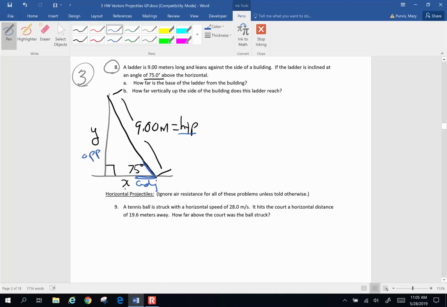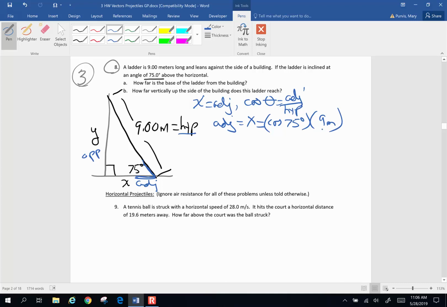In order to find x, x is going to be my adjacent, and in order to determine that, I'm going to use cosine. So the cosine of theta is the adjacent over the hypotenuse. So the adjacent, which is equal to x, is going to be the cosine of 75 degrees times my hypotenuse of 9 meters. And I pick my calculator up.